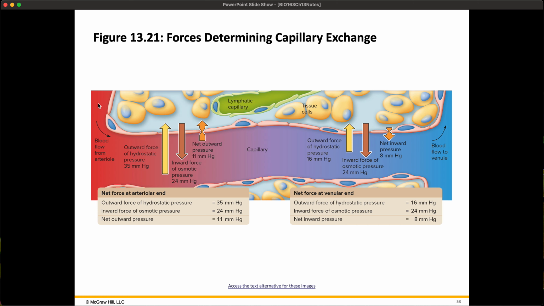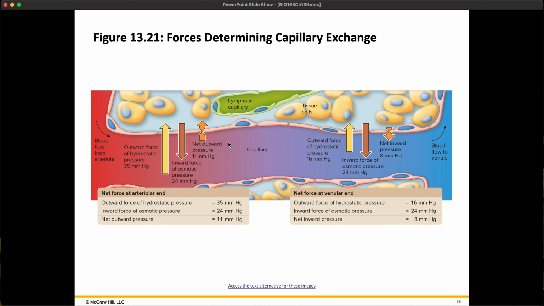Here's a depiction of that. Here's your arterial end. Here's your venular end. This is your capillary. So you can see you have this outward force of hydrostatic pressure, blood pressure pushing fluid out, inward force of the osmotic pressure pulling fluid back in. But because you're at this arterial end where you have higher blood pressure, the net pressure is going to be out.